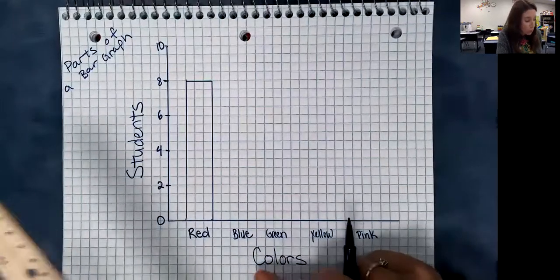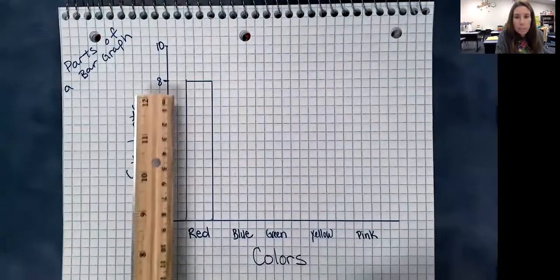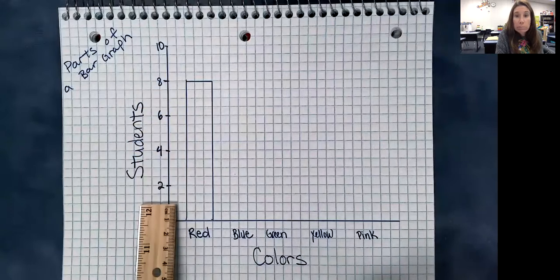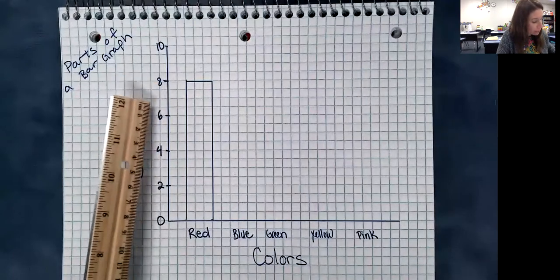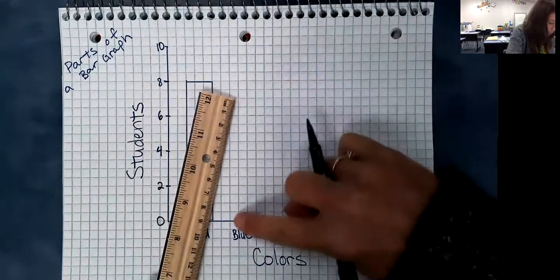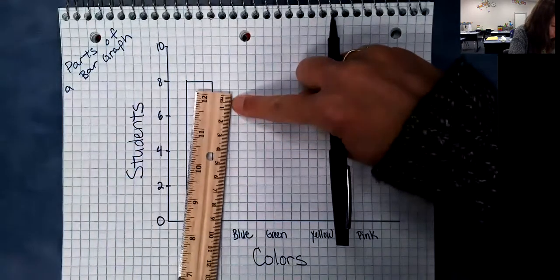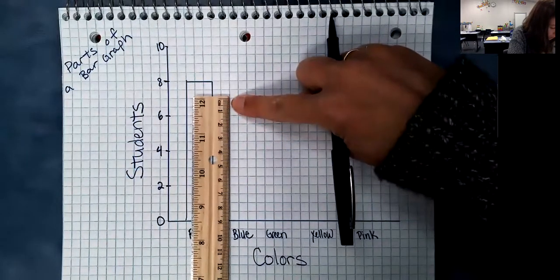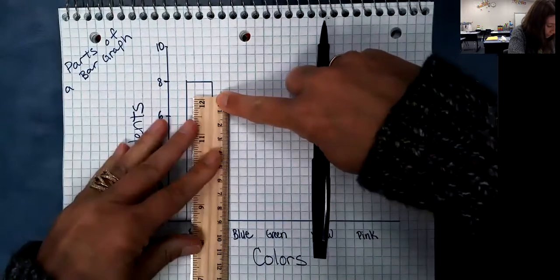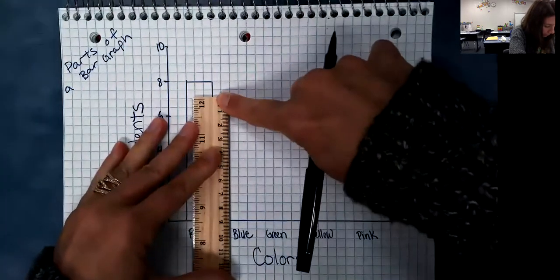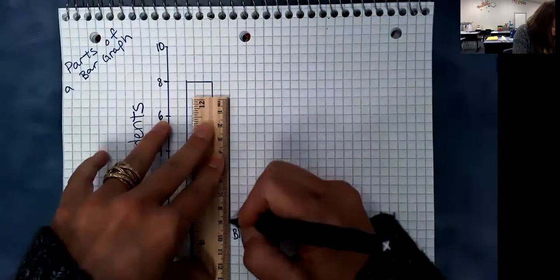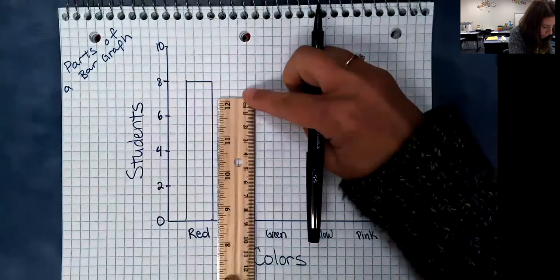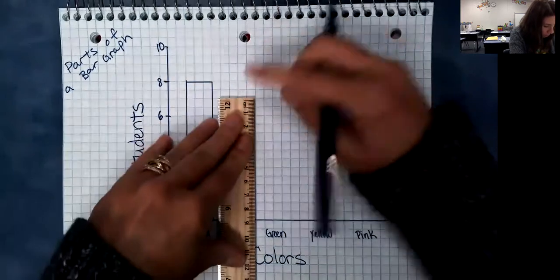Now, for blue, there were 7 students. Do you see 7 on my scale anywhere? I don't either. But I'm a problem solver. I do know between 6 and 8 is a 7. So I'm going to go to that line there because that's right in between 6 and 8. So that's going to be 7. Make a nice straight line here, and a nice straight line here for blue.